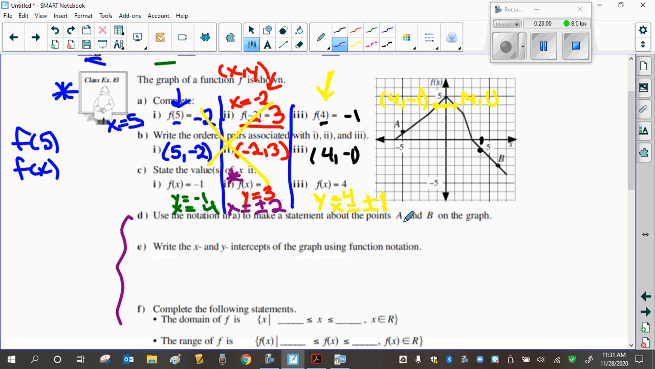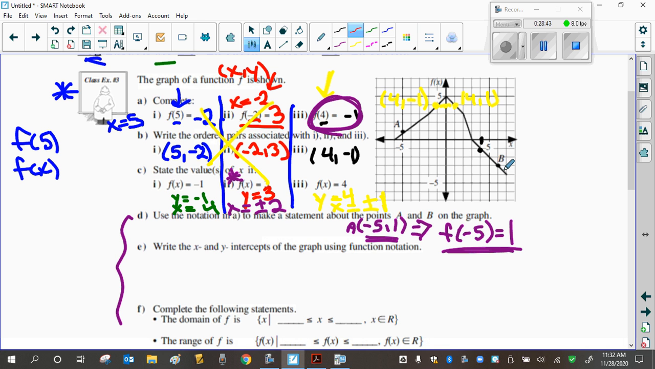Okay, point A. I'm going to do this with you. Point A is negative 5 and 1. 5 to the left, 1 up. And we have to know how to write that in function notation. So we're going to write it something like this. F of, and then the x goes in the brackets. F of negative 5 equals 1. You have to know how to translate this point to this notation.